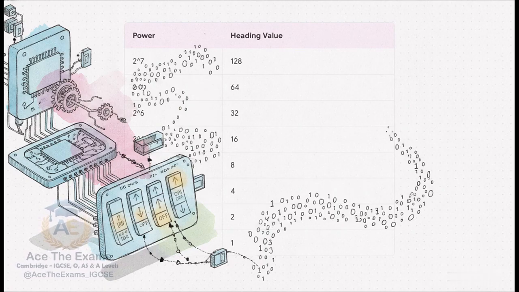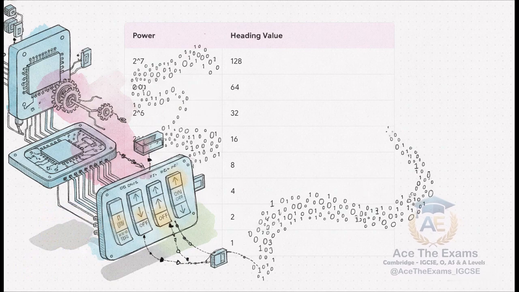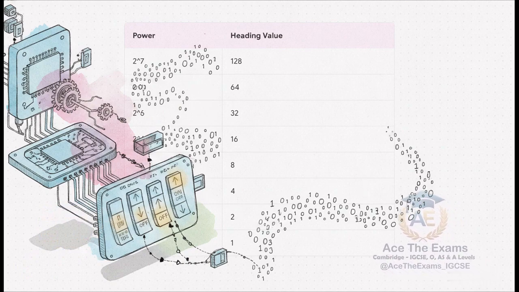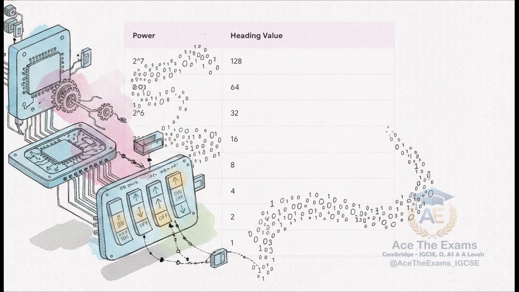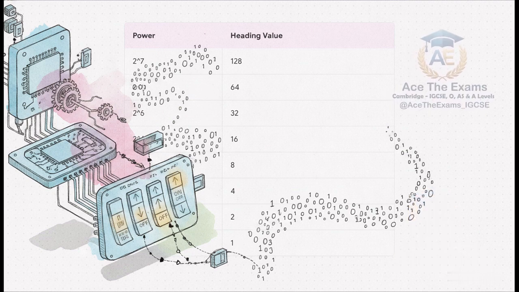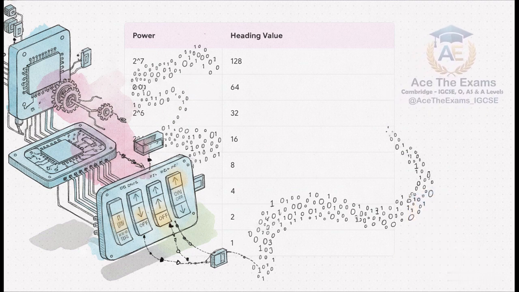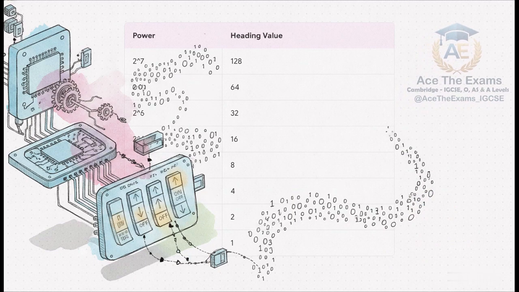A computer, no matter how incredibly complex the software is, completely relies on a base 2 number system. It's literally just ones and zeros. And these simply correspond to real, physical, on and off states right inside the hardware. So, when we lay out a standard 8-bit system, our heading values build from right to left, doubling every single time. We go 1, 2, 4, 8, 16, 32, 64, and finally 128.